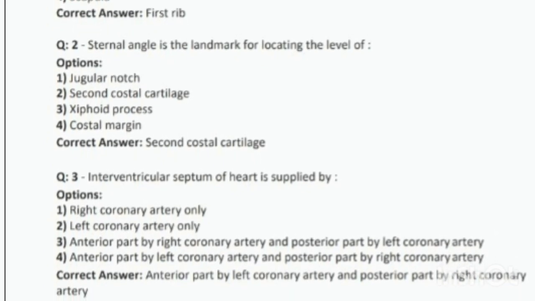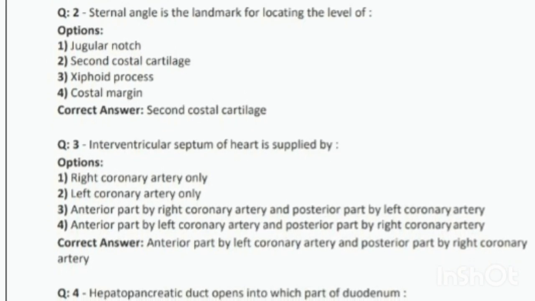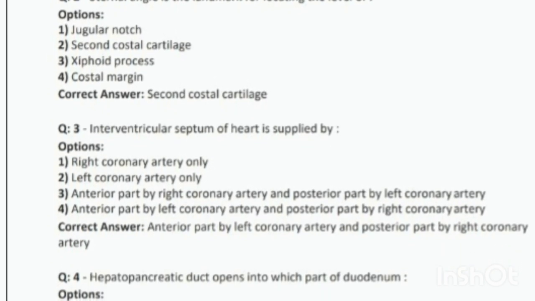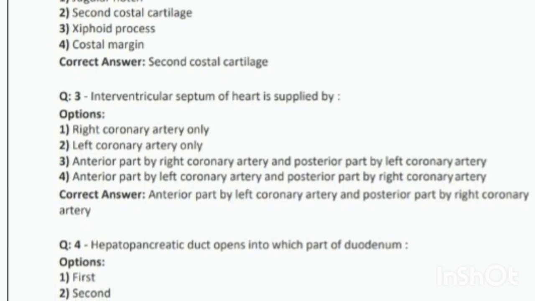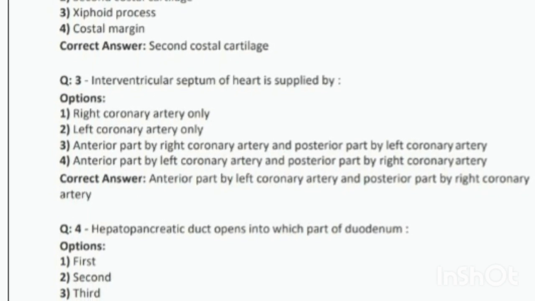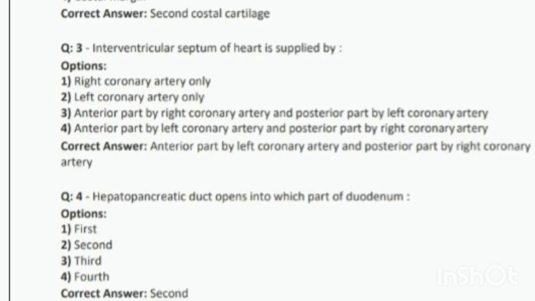Question number 2. Sternal angle is a landmark for locating the level of: jugular notch, second costal cartilage, xiphoid process, costal margin. So the correct answer is second costal cartilage.